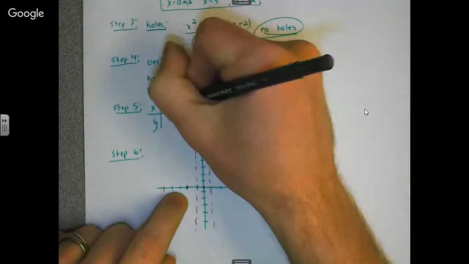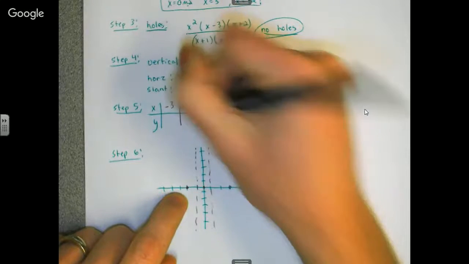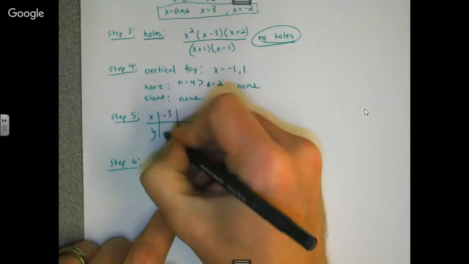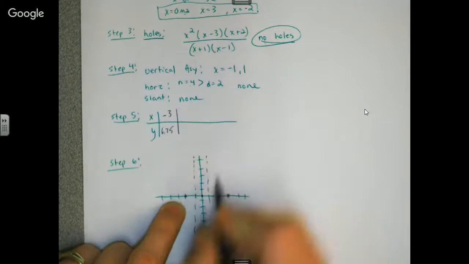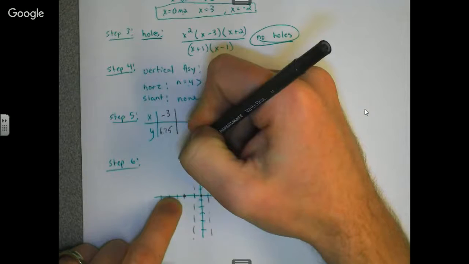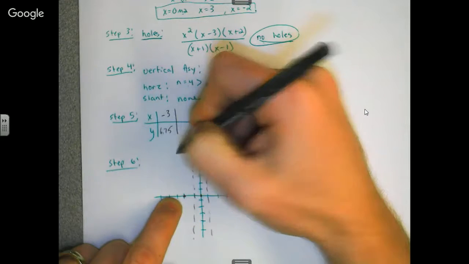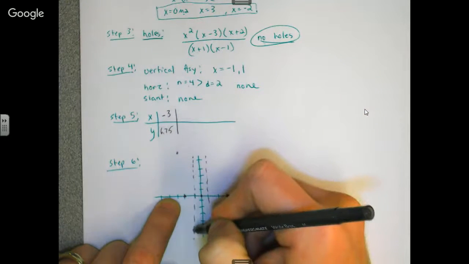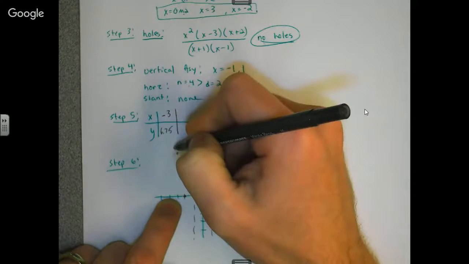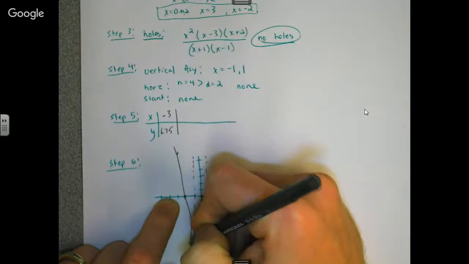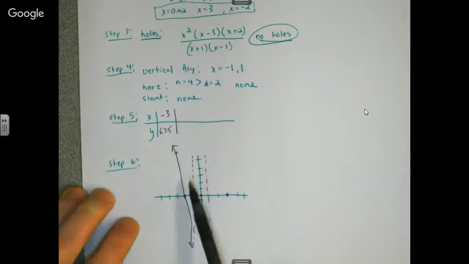So I might pick -3 as a point over here. And if I plug that in up here, we get 6.75. So I'm at -3, 6.75. That's 5, 6, so somewhere up here. So that tells me that I'm coming this direction and I'm approaching this line here. Okay, so we're coming here and we're approaching that line there. And this end just keeps going out.